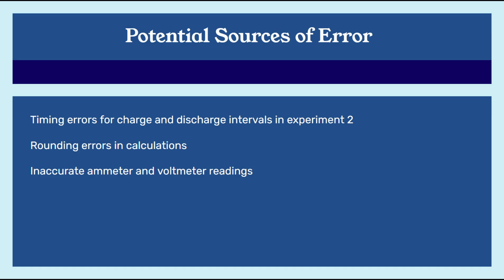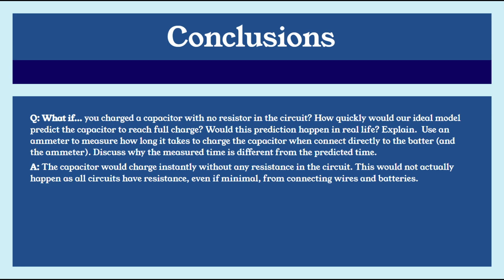Potential sources of error in our experiment involve timing errors for the RC circuit, rounding errors in calculations, and an inaccurate multimeter reading. If you charge the capacitor in a circuit with no resistance, you would expect the capacitor to charge instantly. This cannot actually happen as all circuits have resistance in the wires and battery, even if minimal.